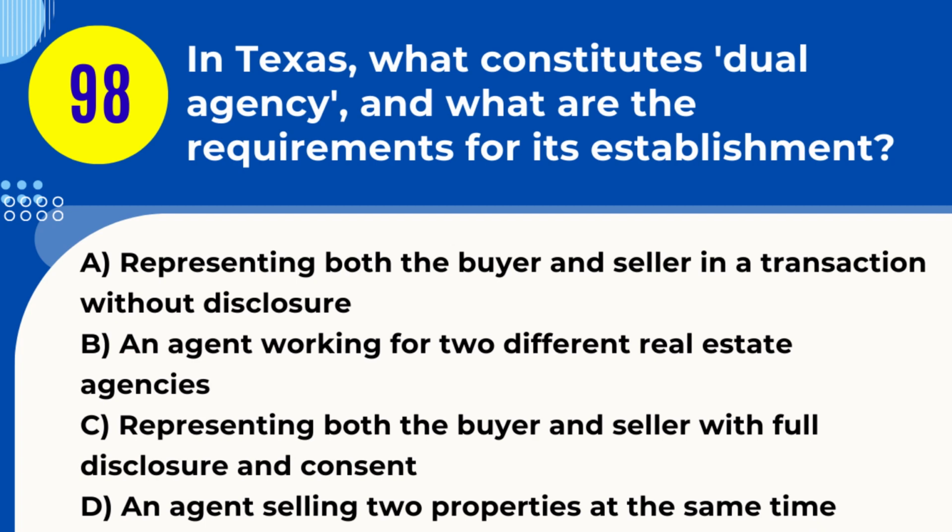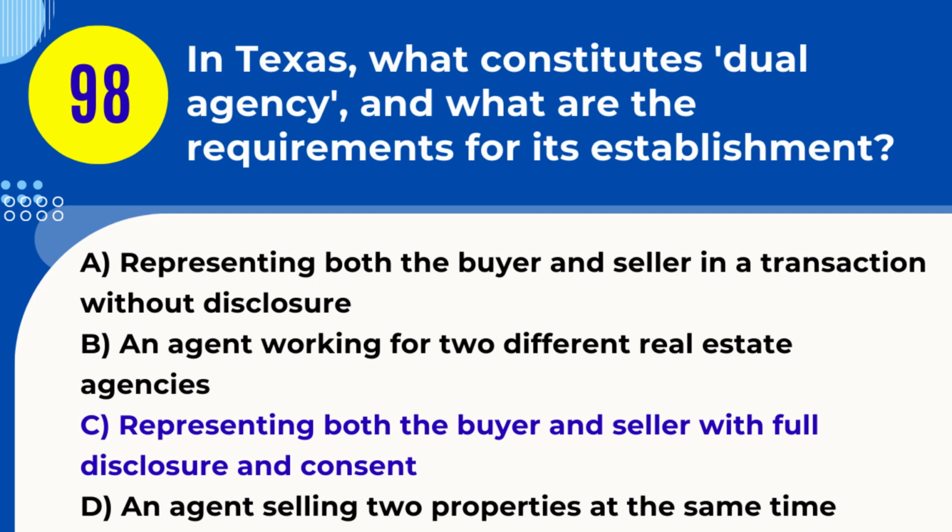A. Representing both the buyer and seller in a transaction without disclosure. B. An agent working for two different real estate agencies. C. Representing both the buyer and seller with full disclosure and consent. D. An agent selling two properties at the same time. Answer. C. Representing both the buyer and seller with full disclosure and consent.